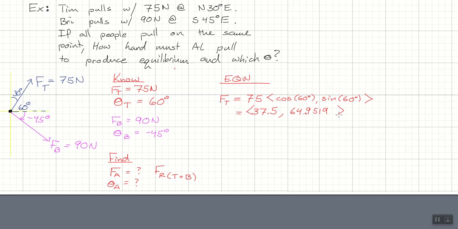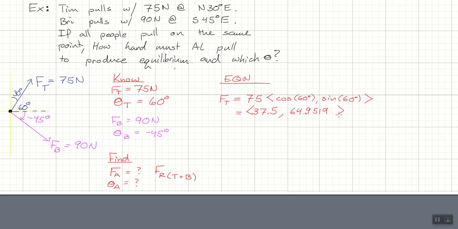So 75. Why 90? Terrible. I think that you're getting goofed up. Without looking at mine, don't look at mine, okay? What's the magnitude of 90 newtons? Replace that. What's her angle theta? Good. That should be negative 45.